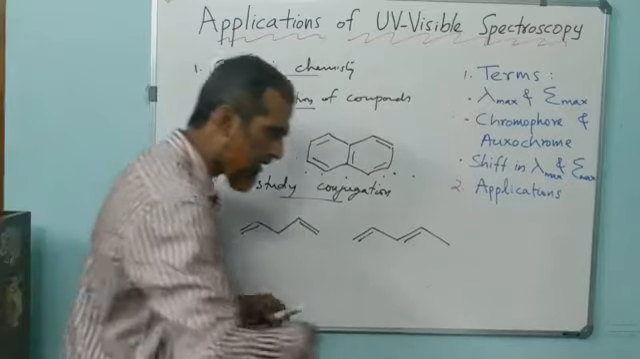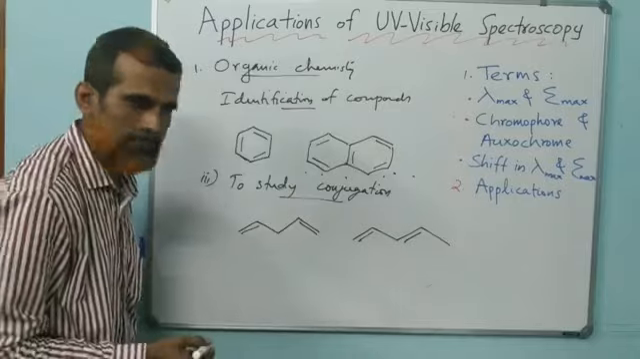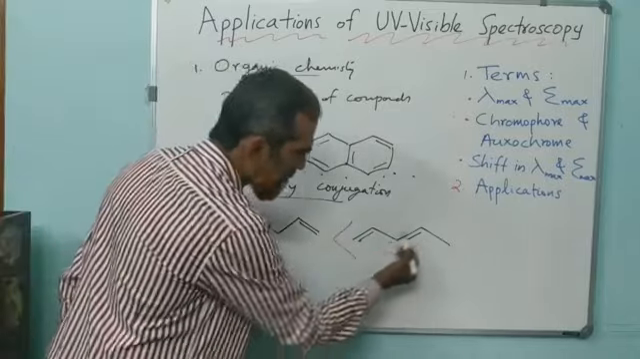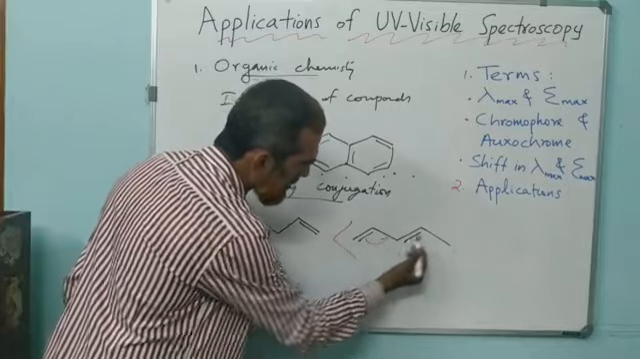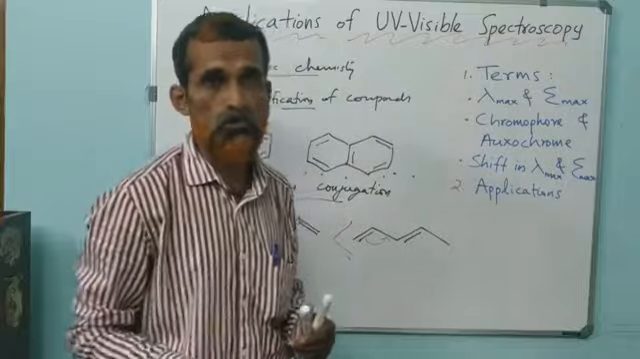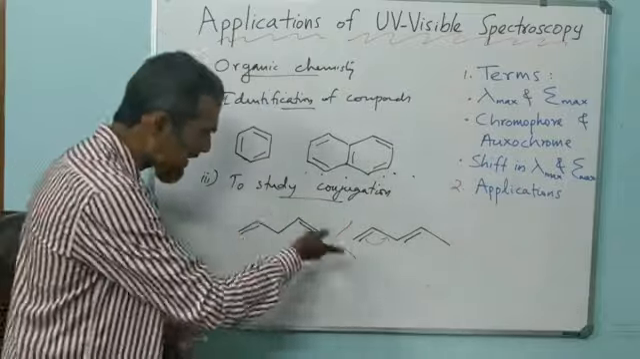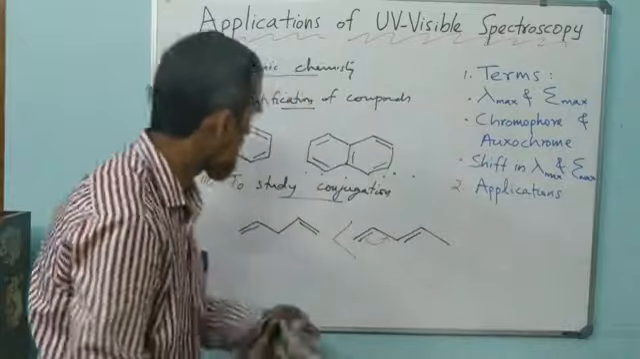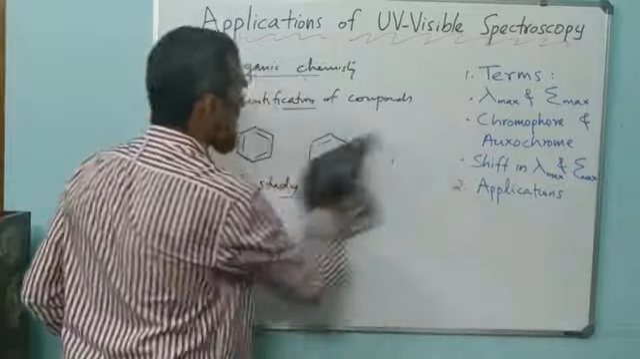By noting again the lambda max, which will have higher lambda max? This one has higher lambda max. Why? Because it is conjugated, so resonance is possible, and lambda max will be more whenever there is more conjugation due to resonance. Here it will be a lower value. So that's all about applications in organic chemistry.